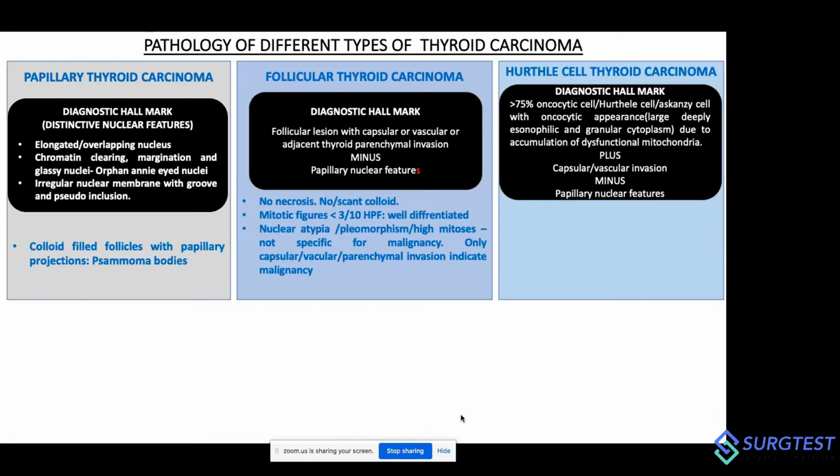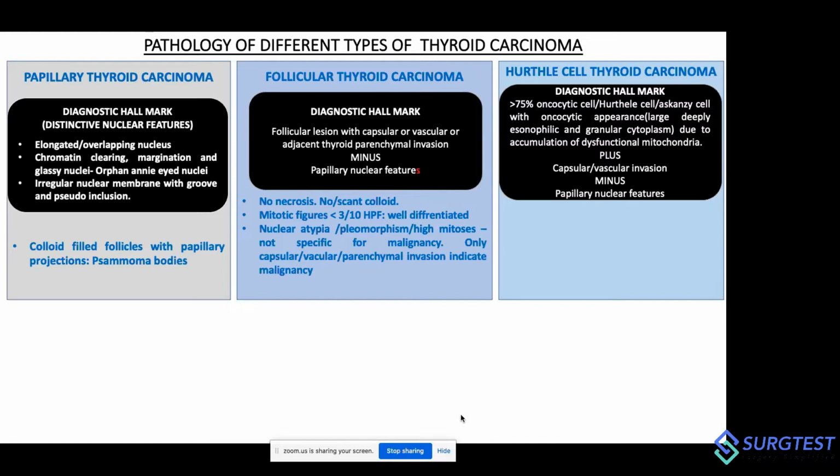There should not be any necrosis. Mitotic figure should be less than 3 per 10 HPF because it is well differentiated. If it is more than 3, then it doesn't qualify as well differentiated. It will be either intermediate differentiation or poorly differentiated thyroid cancer, or it will be anaplastic. So whenever we are talking about differentiated thyroid cancer, mitotic figure cannot be more than 3. So no necrosis, no colloid, mitotic figure less than 3.